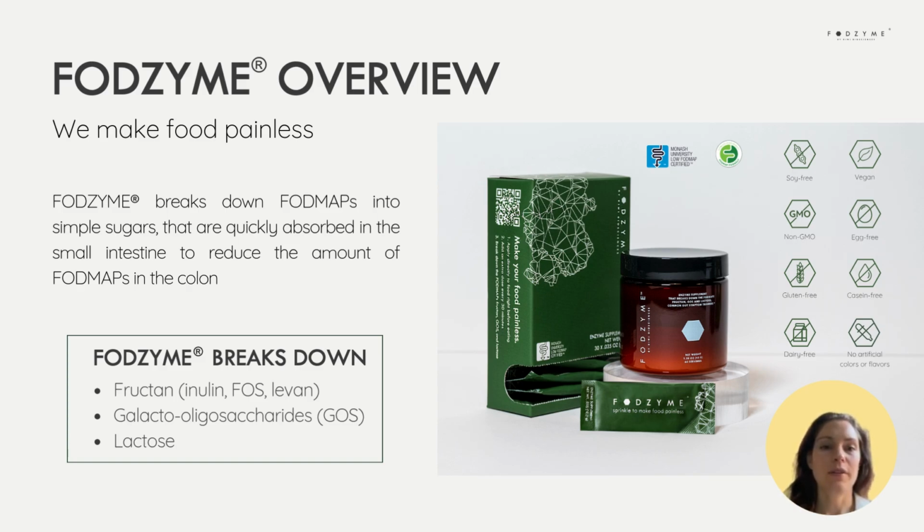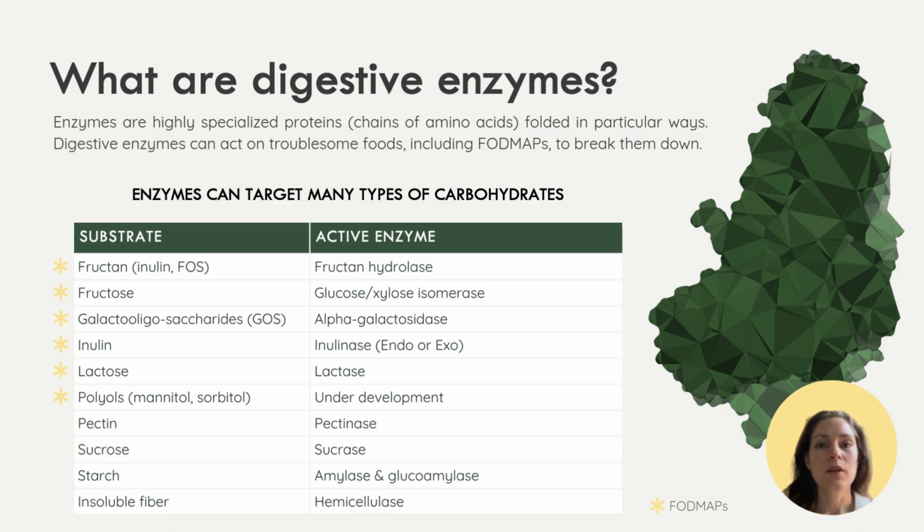overall and how they're related to FODMAPs. So, what are digestive enzymes? At a high level, all enzymes are simply specialized proteins, so chains of amino acids, that are folded in particular ways to catalyze reactions. The subcategory of enzymes, digestive enzymes, can act on troublesome foods, including FODMAPs, to break them down. Digestive enzymes also exist that can target fats and proteins, though our focus here is on carbohydrates.